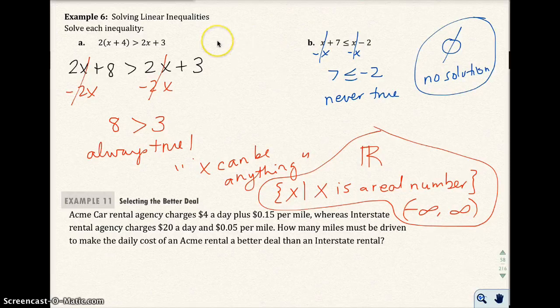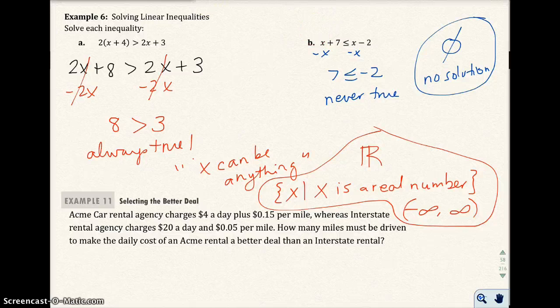That means if I were to look at my original inequality here, and I would pick a number, say I pick the number 5. 5 plus 7 is 12. 5 minus 3 is 3. Is 12 less than or equal to 3? No. So you can try any number. There's no number that you can put in for x that will ever make this inequality true. There's no solution.